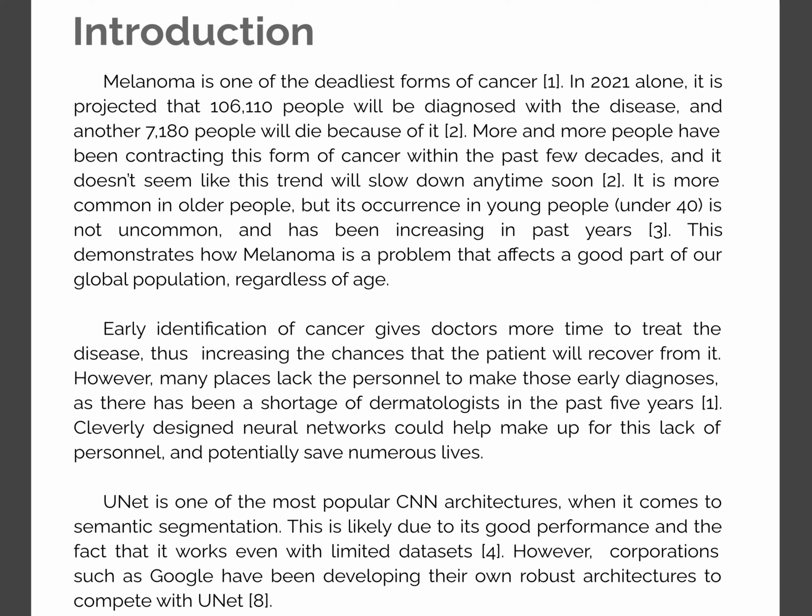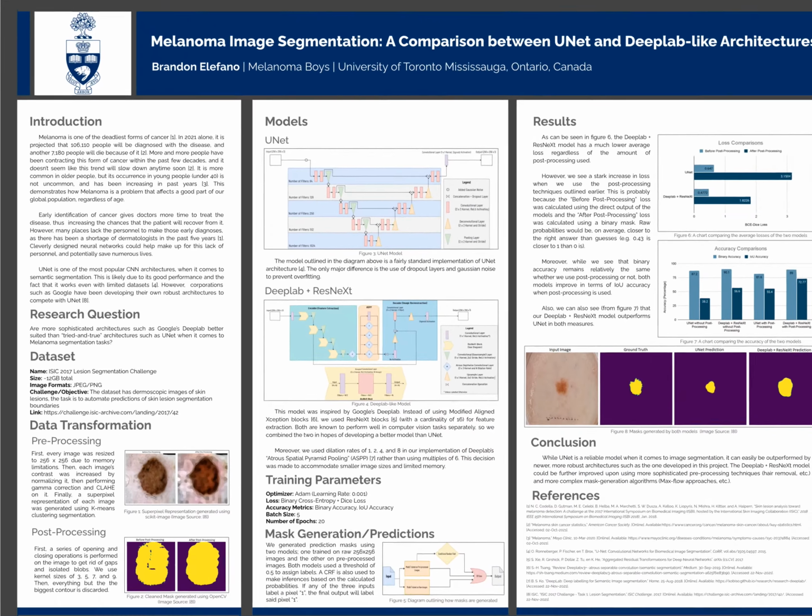However, the healthcare industry lacks the personnel to be able to look at every potential case in detail. Cleverly designed neural networks could be used to make up for this. UNet is one of the most popular CNN architectures when it comes to semantic segmentation. This is likely due to its good performance and the fact that it works even with limited datasets. However, corporations such as Google have been developing their own robust architectures to compete with UNet.